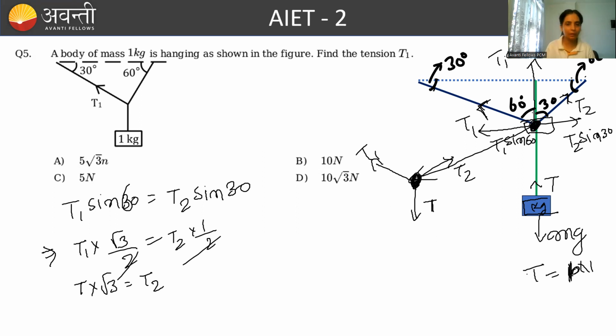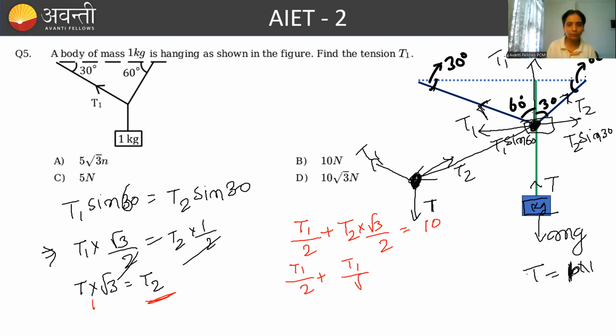Now write the equation for the vertical direction. So T1 cos 60, that is T1 by 2, plus T2 cos 30, that is T2 into root 3 by 2, should be equal to T, that is 10. Now, to find T1, write T1 by 2, and substitute T2 as T1 root 3. So T1 root 3 into root 3 by 2 equals 10. This becomes 3T1 by 2 plus T1 by 2, that is 4T1 by 2, that is 2T1. So 2T1 is equal to 10. So T1 will be equal to 5 Newton. So the answer will be C.